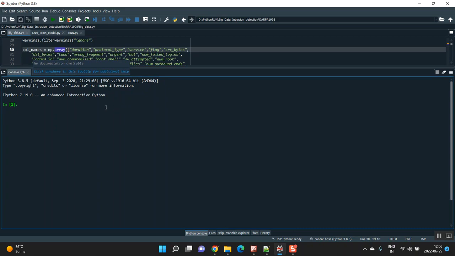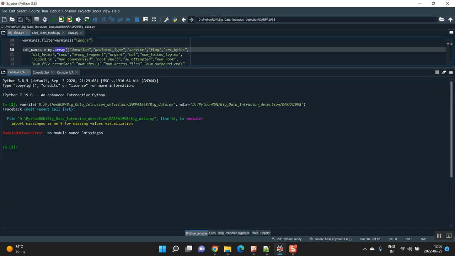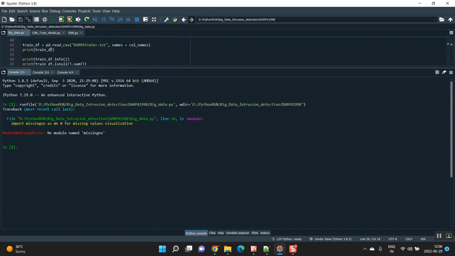First, I am going to share this data set. If you approve, then I will share the remaining two files. No problem. So first, I am going to execute this big data file. In this big data file, we are processing these things.